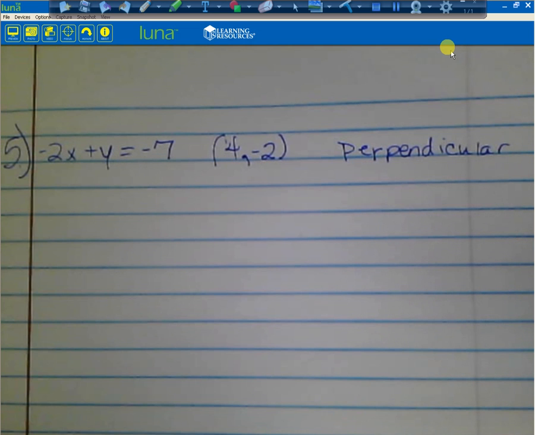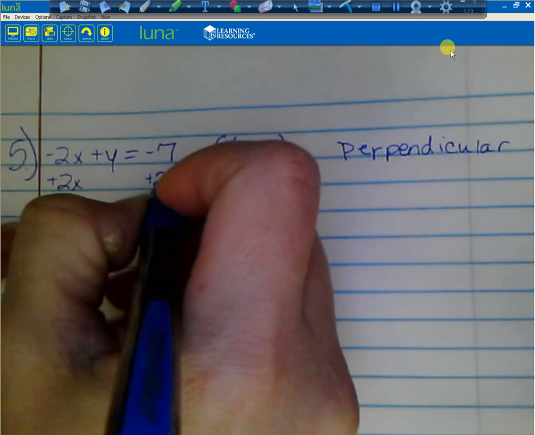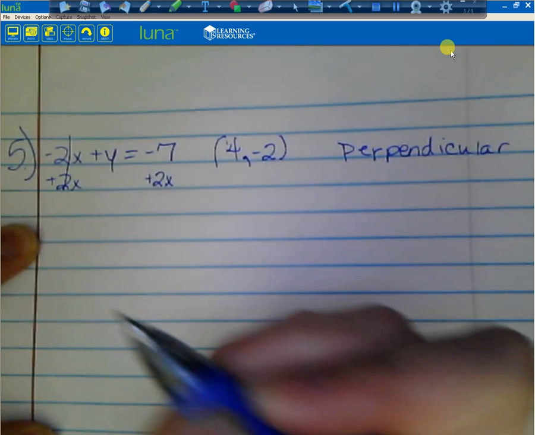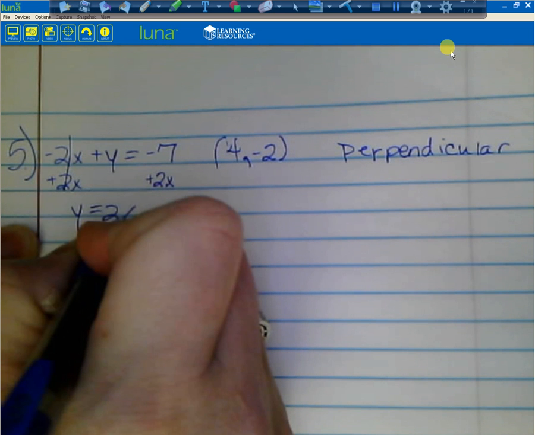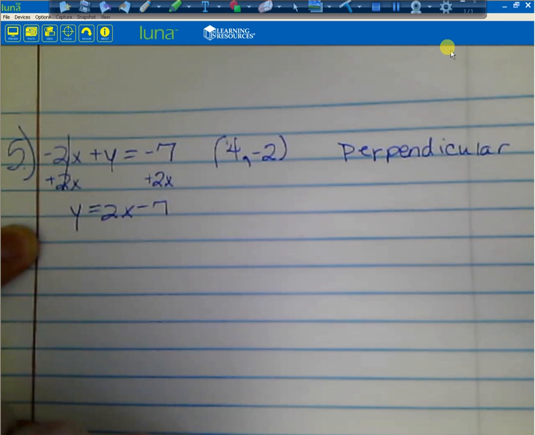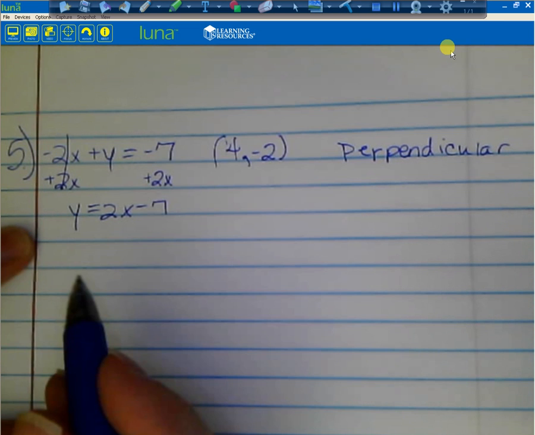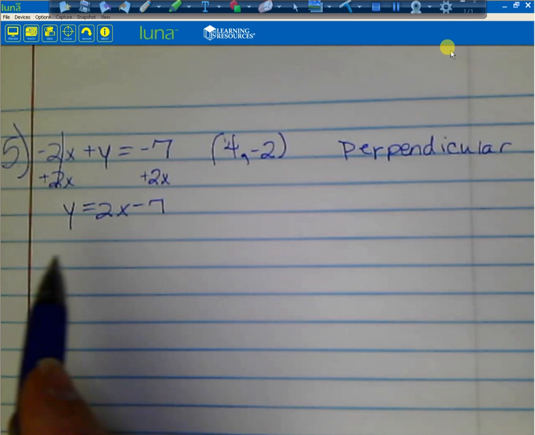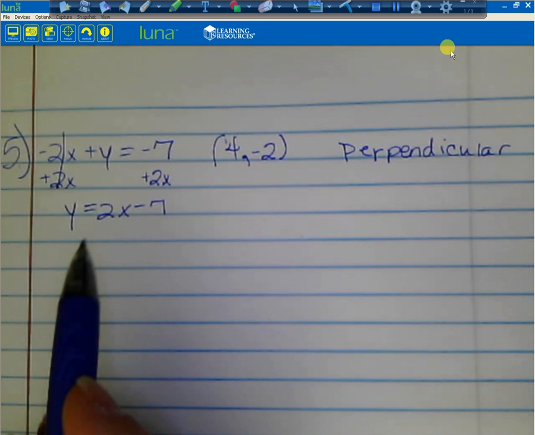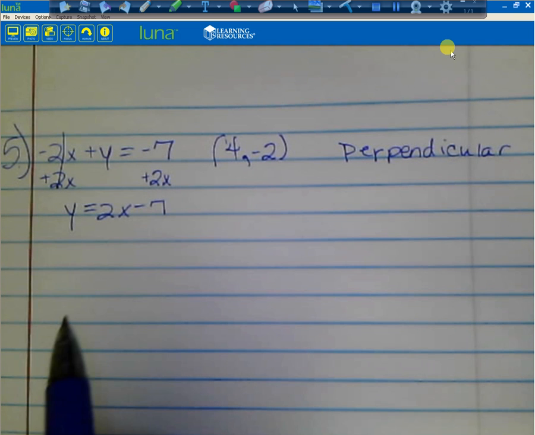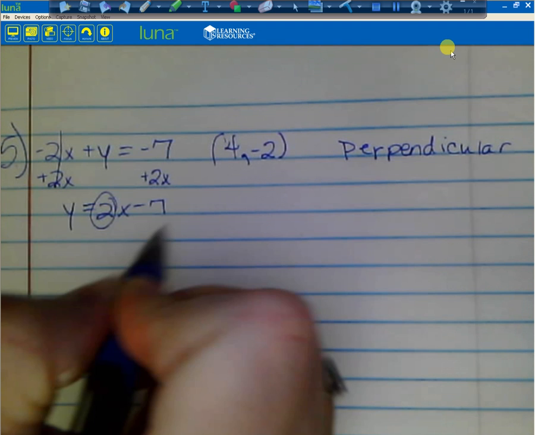So we're going to add 2x. These are going to cancel, and that's going to give us y equals 2x minus 7. Again, our 2x and our 7 are not like terms, so they cannot be combined. Now we have solved for y. We have the original equation in slope-intercept form. So now we are able to identify what the slope of our line is going to be. The slope of this line, the given line, is 2.